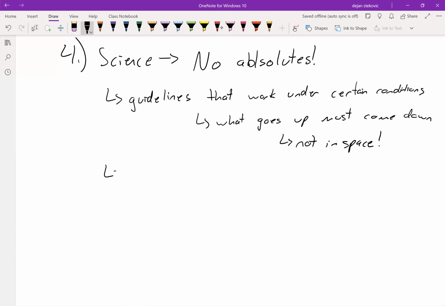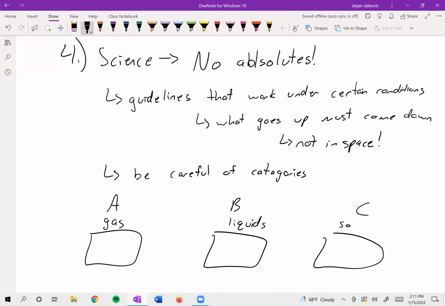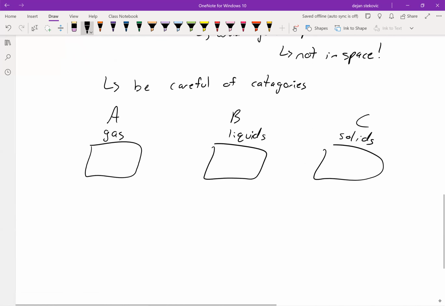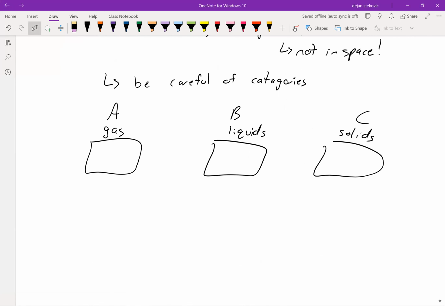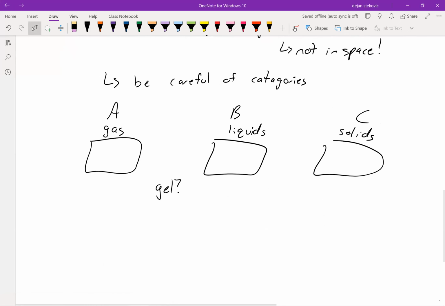So along with this goes with be careful of categories. In general, we like to categorize things. Things are either plants or animals, right? But that's not really how the real world works. There's a lot of things that can't be categorized. So let's say you have 3 categories, A, B, C, or in chemistry later on, we'll learn about gases, liquids, and solids. Well, anytime that you have a category, there's always going to be something that doesn't fit in one of those categories. So for example, what about a gel? Is a gel a liquid or is it a solid, right? It's not really either of them. So in general, be careful of categories, be careful of absolutes. Everything that we say has some sort of context and you need to be aware of that context.